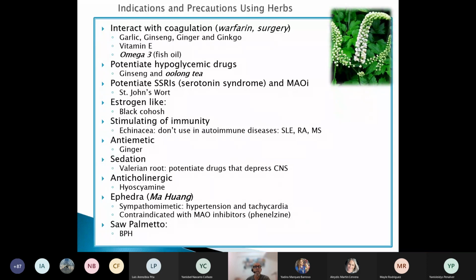Herbals that interact with the coagulation. Herbals that are weak, very weak blood thinners or anticoagulants, but very weak. Okay, that are the garlic, ginseng, ginger, and ginkgo, famously called the 4Gs. Garlic, ginseng, ginger, and ginkgo. But also vitamin E and omega-3 present in fish oil, all then has been tested.